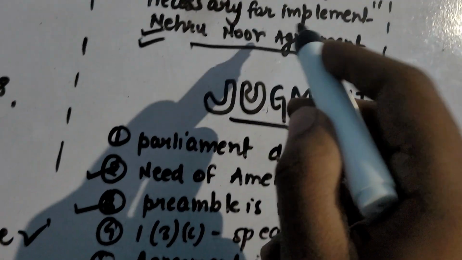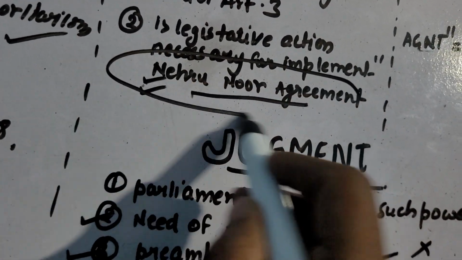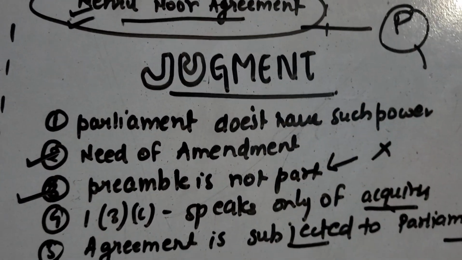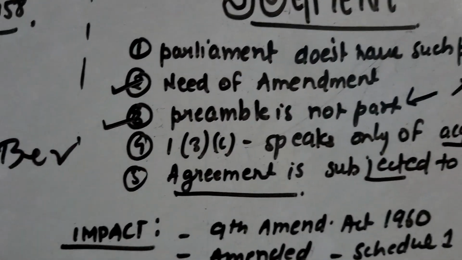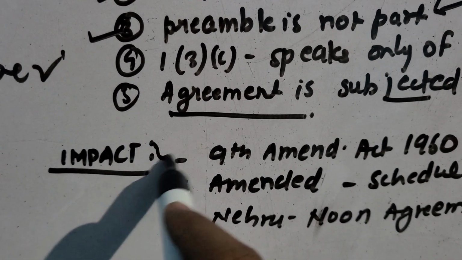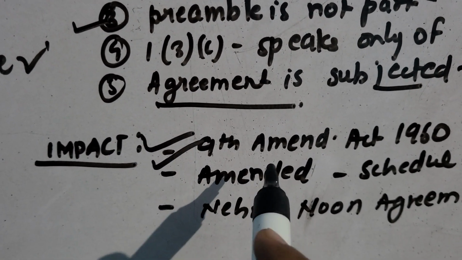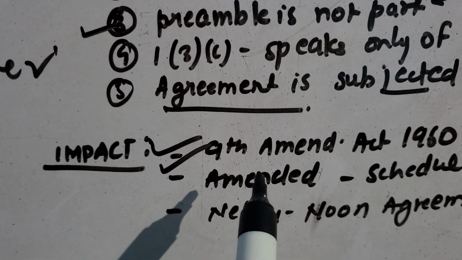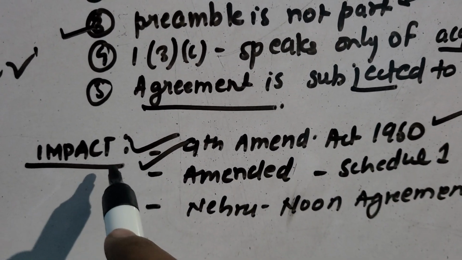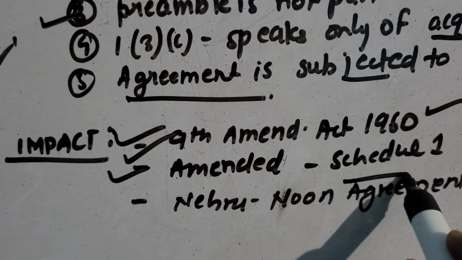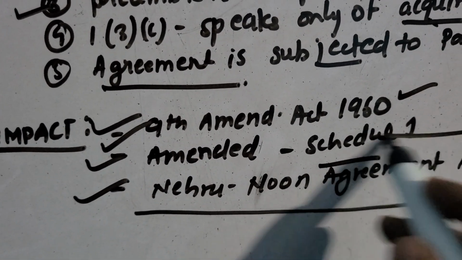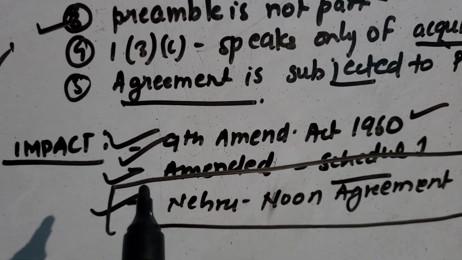That means this particular agreement needs to be first of all passed by the Parliament, and only then can its enforceability or implementation be done. So the impact of this particular thing was that the Ninth Amendment Act was brought in by the Parliament in 1960, and an amendment was made under Schedule 1. And further, the Nehru-Noon Agreement was implemented.